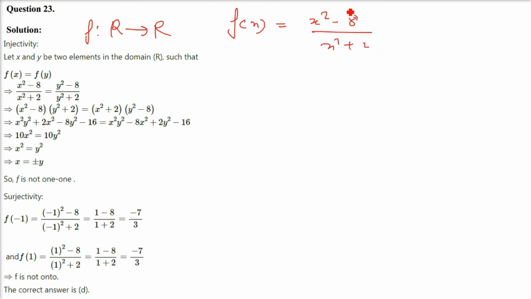The question is asking about 1-1 but not onto, 1-1 and onto, but not 1-1, neither 1-1 nor onto. So same thing you have to do. You have to check for injectivity, 1 to 1, and then we'll check for surjectivity, that is onto. So what we'll do, f(x) equals f(y). We'll try to prove x equals y. So let us do it here only.